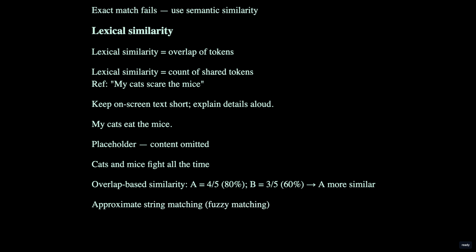We measure lexical similarity by counting the minimum edits needed to turn one string into another. That number is the edit distance. The usual edit operations are insertions, deletions, and substitutions. A smaller distance means the texts are more similar.